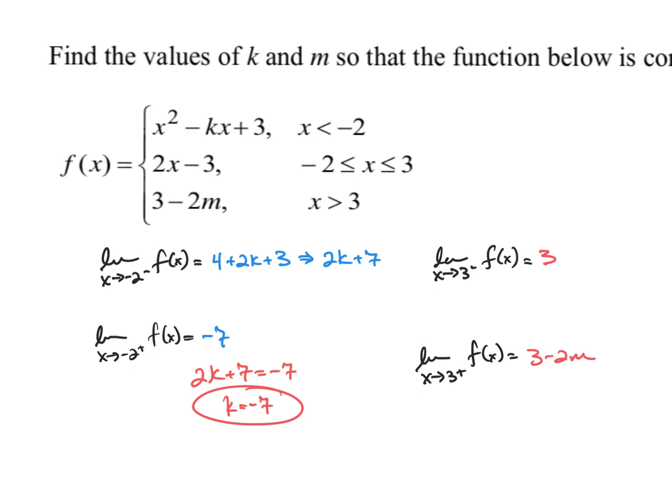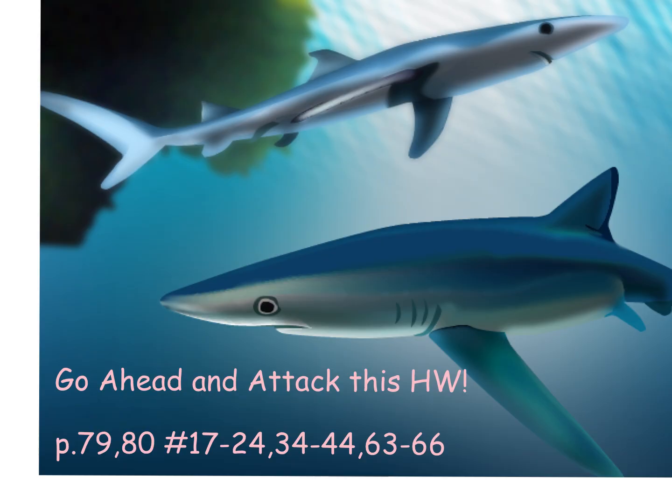So what do I want to do with them? I want to set them equal. So now I end up having 3 equals 3 minus 2m. Don't get confused on this one. So what does m equal? m equals 0. And so now that will give me a function that is continuous when I have it that way. All right. So there we go.